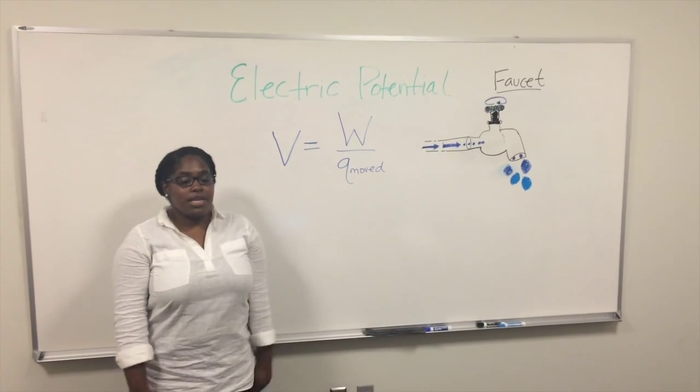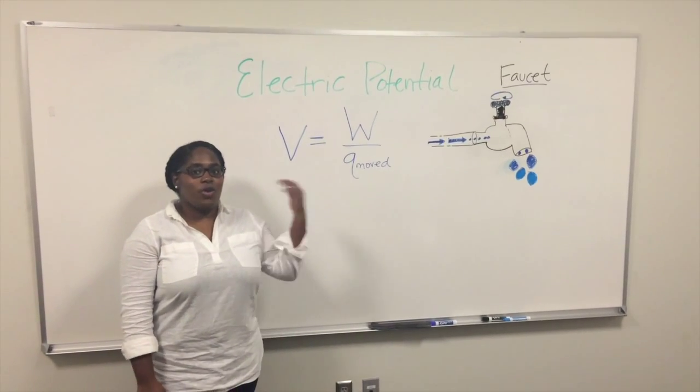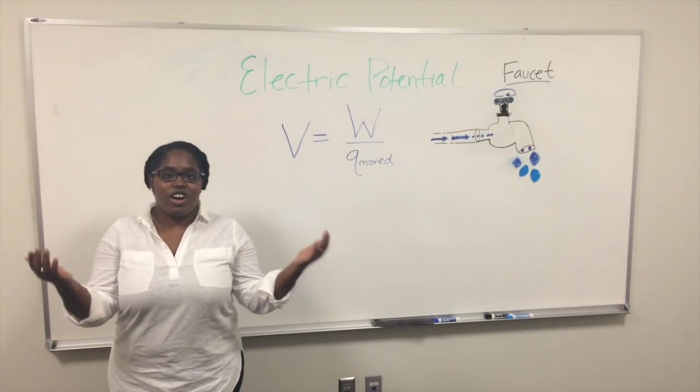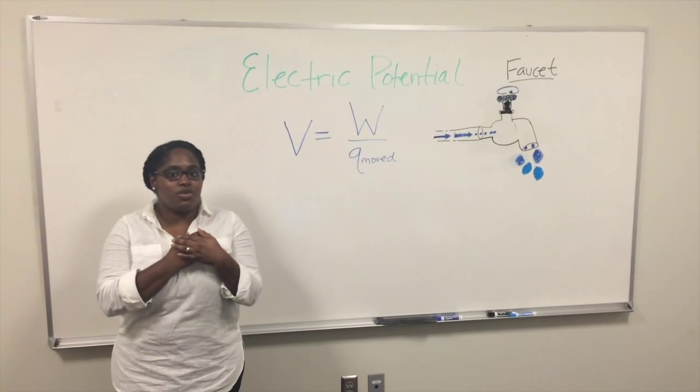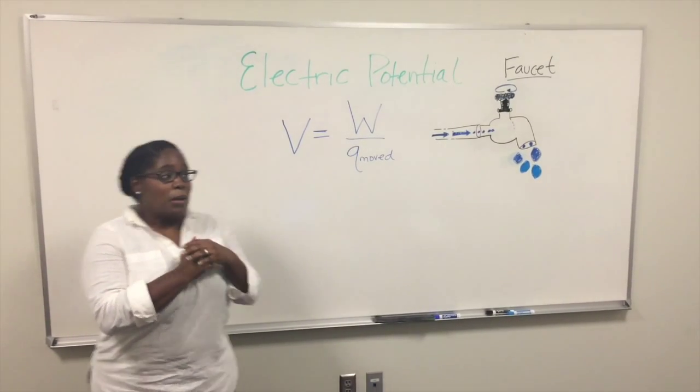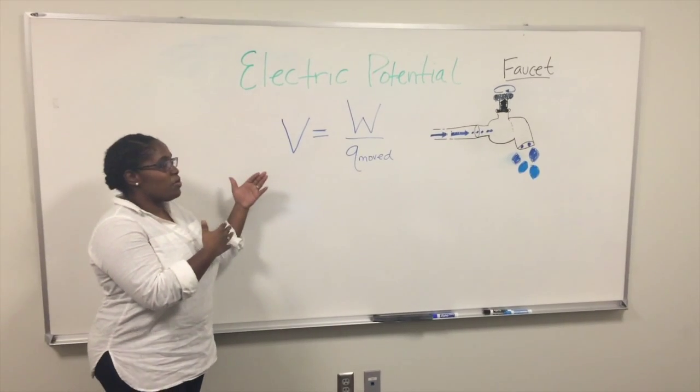Electric potential is a pretty broad topic, but simply put, it's the push of electricity through a circuit, and it describes how much force one charge would exert on another charge if they were held in close enough proximity to each other. That was a mouthful, but we're going to use this equation to help us understand.